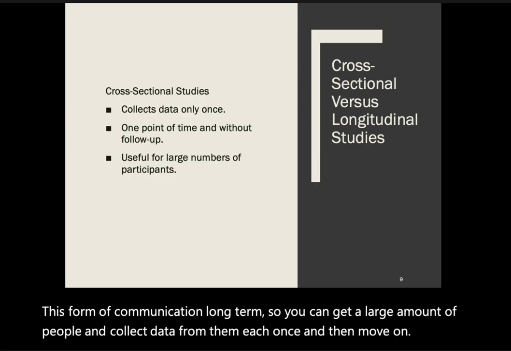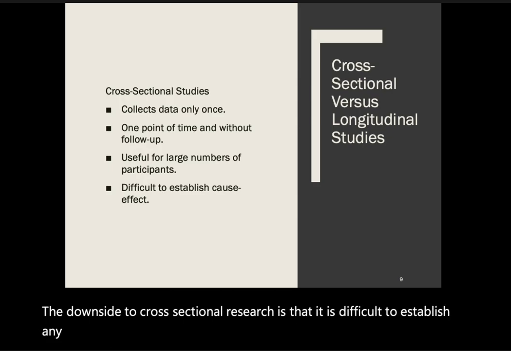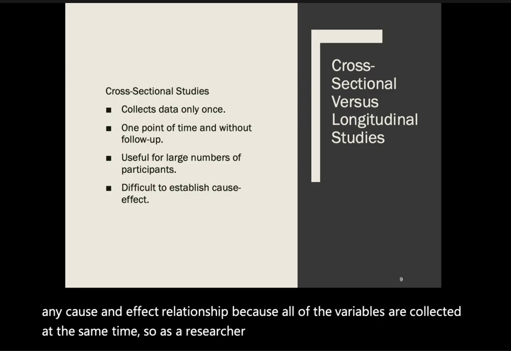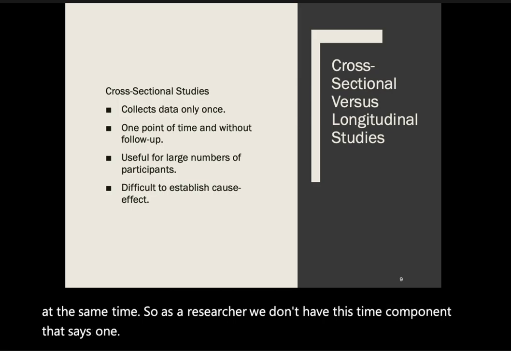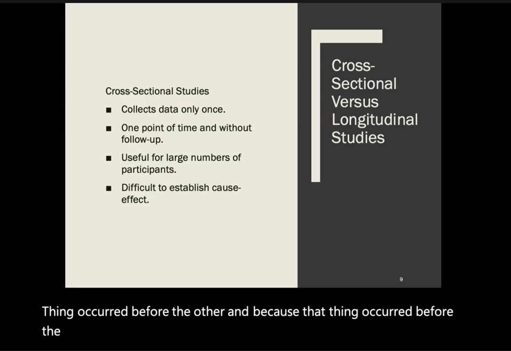The downside to cross-sectional research is that it is difficult to establish any cause and effect relationship because all of the variables are collected at the same time. So as a researcher, we don't have this time component that says one thing occurred before the other, and because that thing occurred before the other, we can say that it caused the other.